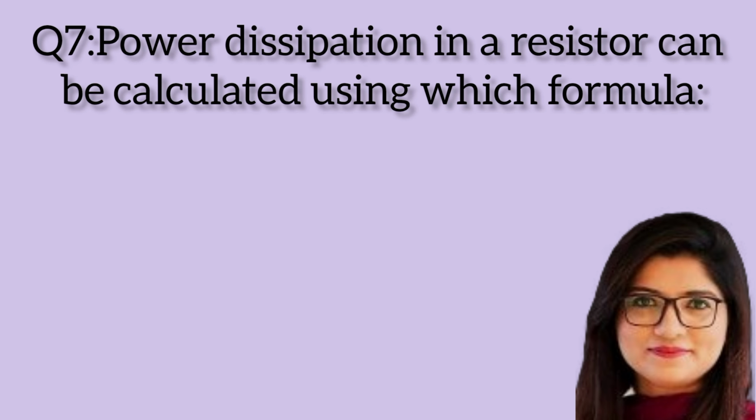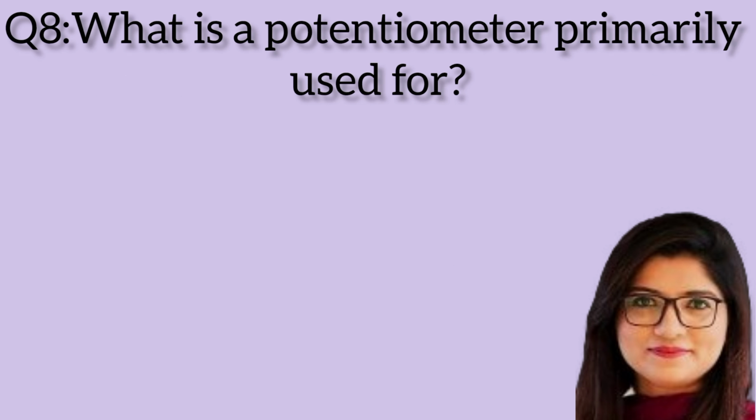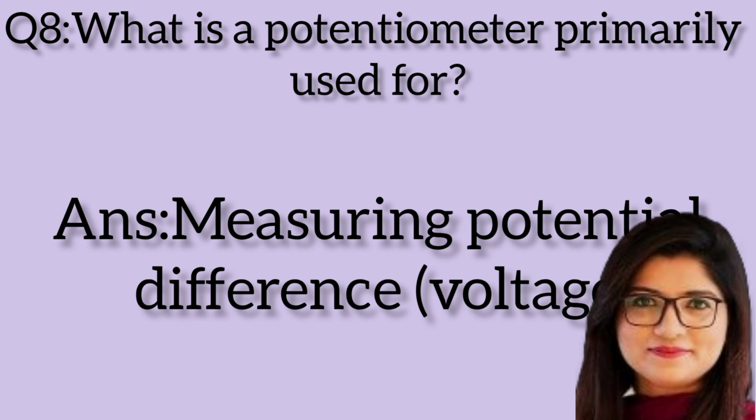Question 7. Power dissipation in a resistor can be calculated using which formula? Answer: P is equal to V square per R. Question 8. What is a potentiometer primarily used for? Answer: measuring potential difference, voltage.